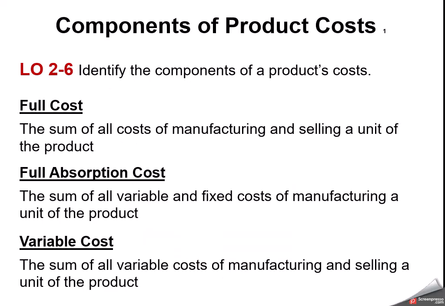So then our components of our product cost, our full cost is all of the manufacturing and selling of the product. Full absorption is all variable and fixed costs to manufacture the product. And then variable is only the variable costs, the ones that go up and down per unit and don't include any of the fixed costs.